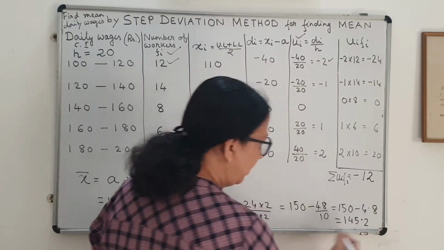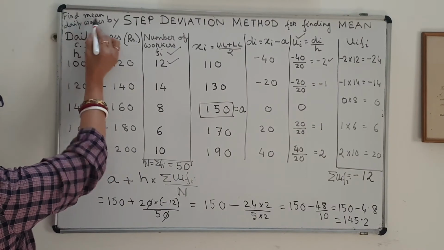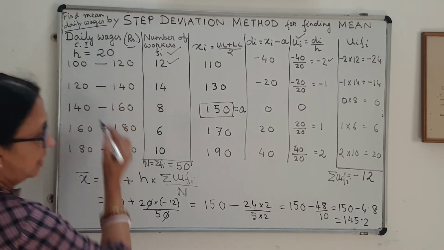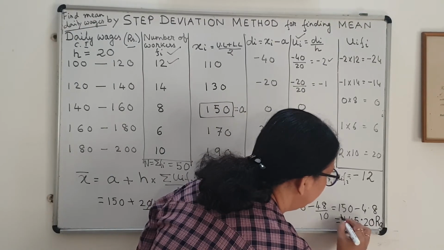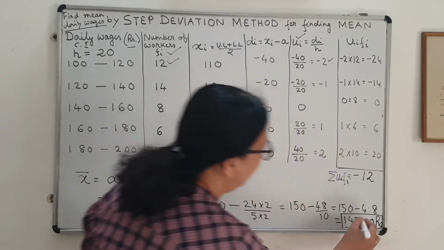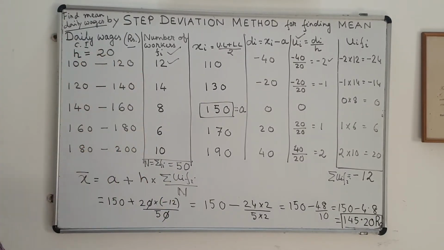So the final answer, if I subtract, is 145.2. It is in units of mean daily wages, and it should be in rupees, so I put a 0 here. So this much of rupees is the answer. 145.20 rupees is the mean daily wages.